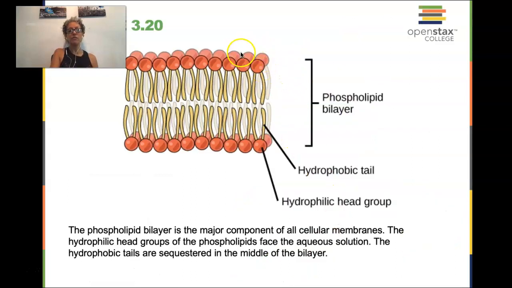So all of the phosphate heads are pointing toward the exterior environment, or toward the interior environment, and all of the hydrophobic tails point inward at each other, because we know that polar things will mix with polar things and nonpolar things will mix with nonpolar things, so there's attraction between the 2 layers at their hydrophobic tails.